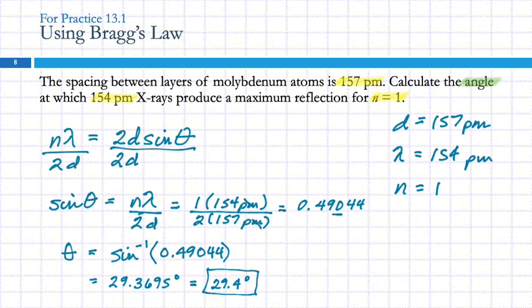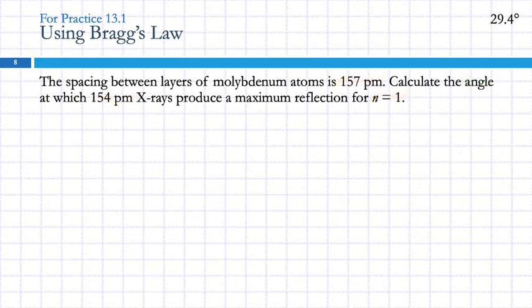Any questions? As long as the distances are the same unit, you're okay. As long as the wavelength and the distance are the same unit, they could be meters or nanometers or anything. Yeah, 29.4.